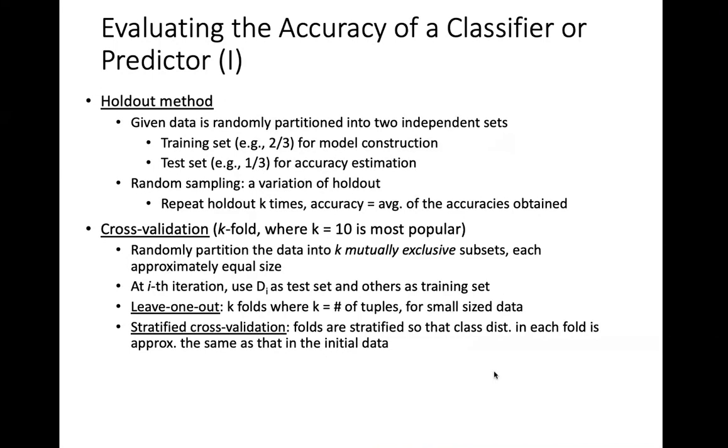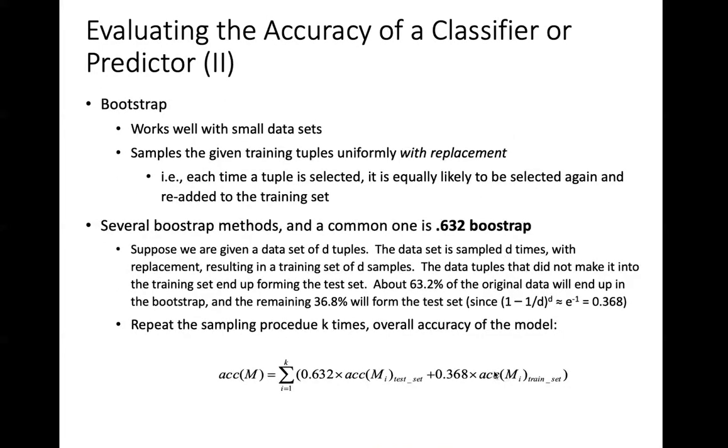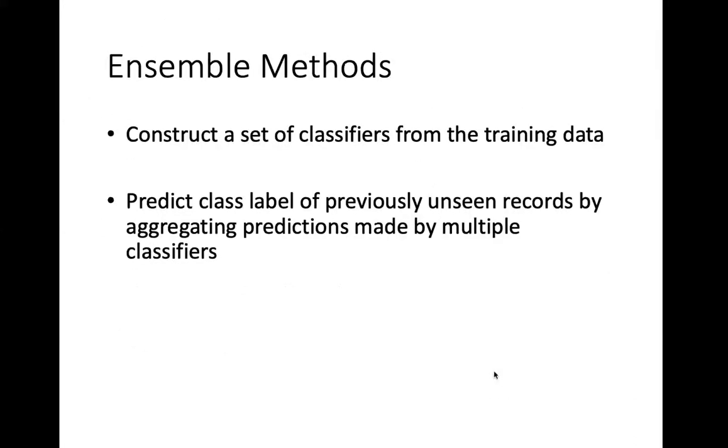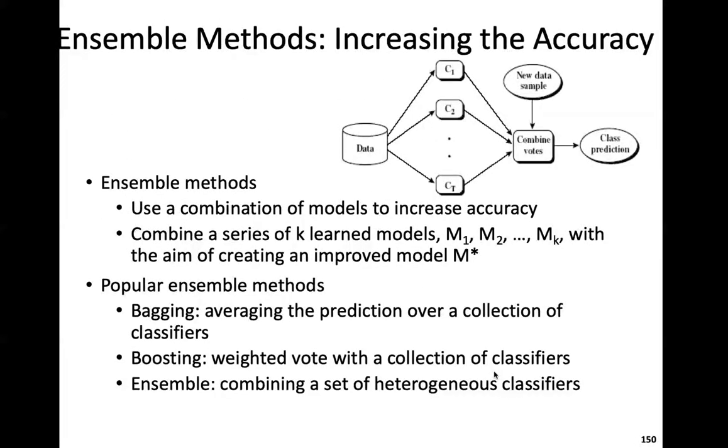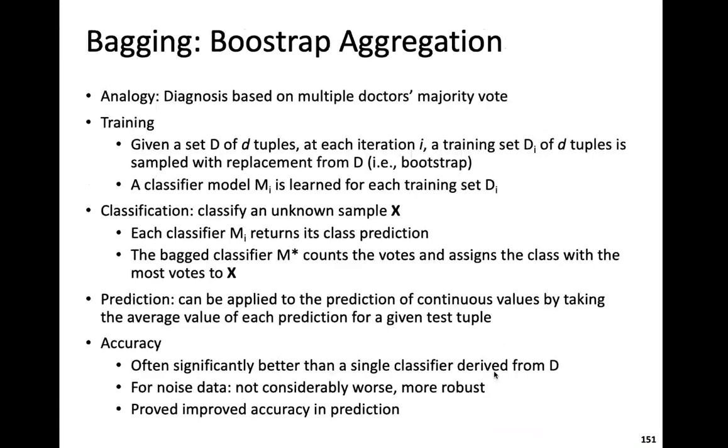Okay, so you can see here this slide, I think I have already talked about it. So ensemble methods are increasing the accuracy, and another word for this is a voting approach. It is combining the votes and then giving the class prediction. Bagging is the bootstrap aggregation. I think I've already spoken about this.